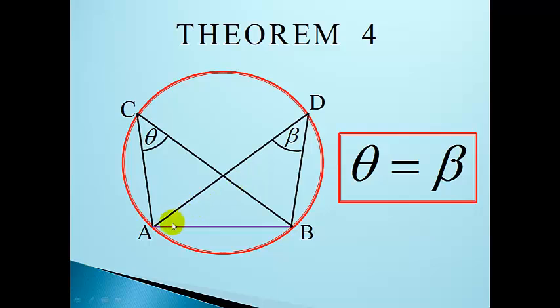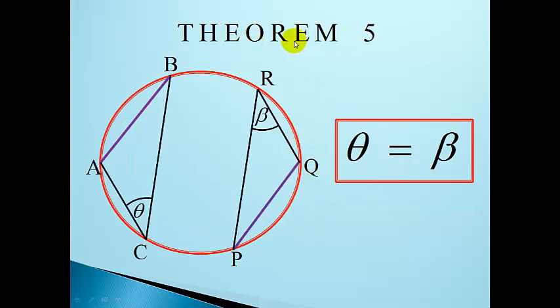I repeat, AB is a chord. The chord AB sustains an angle of theta at point C on the circumference, and the same chord AB sustains an angle of beta at point D on the circumference. Because these two are angles suspended at the circumference from the chord AB, it means that theta is equal to beta, according to theorem 4. The angles suspended at the circumference, at the points C and D, by the same chord AB are the same. So theta is equal to beta.